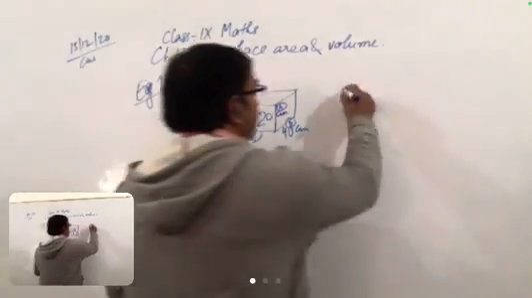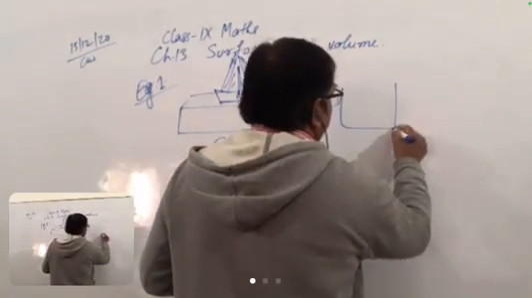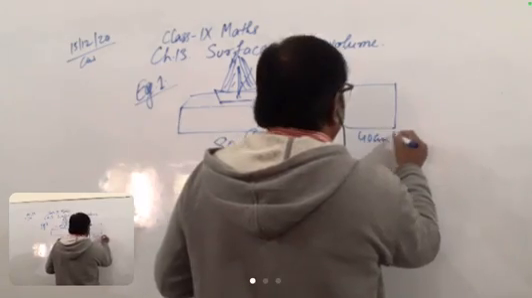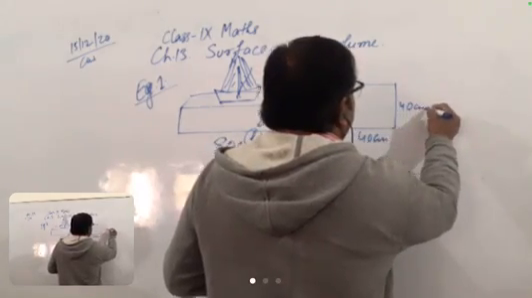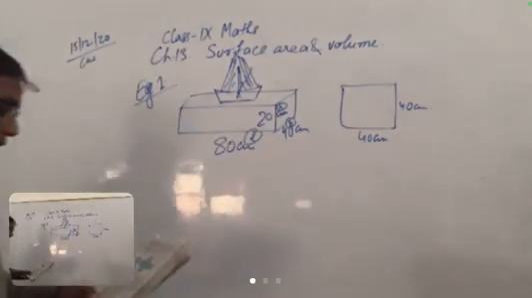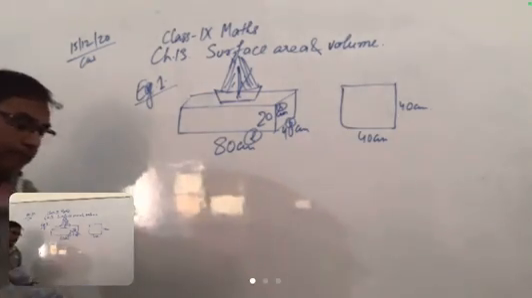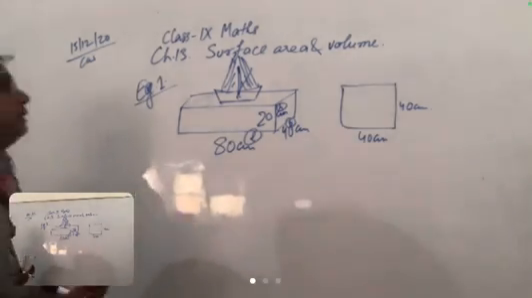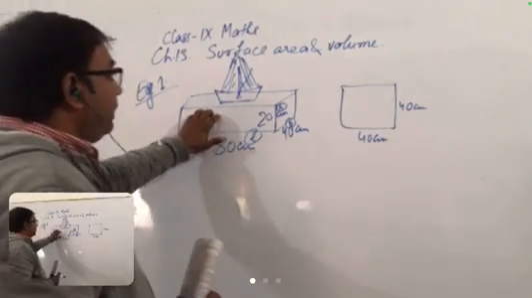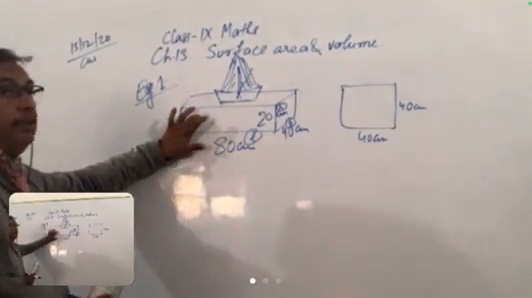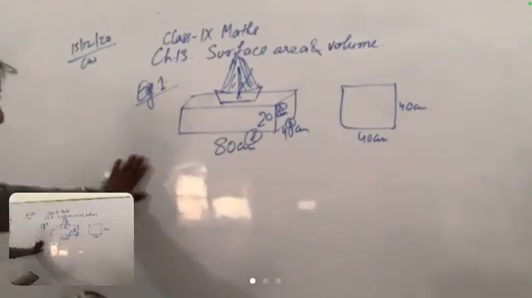And there is a square sheet of paper whose side is 40 centimeter by 40 centimeter. Now, first, we have to cover the paper on 6 faces. So we have to calculate the total surface area.